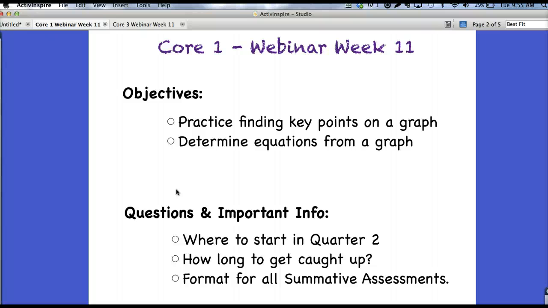The format for all summative assessments, I did talk about that too: you're going to have one about every 2 weeks, there'll always be a little review, and you'll have to do it all in one sitting, and it's not resumable.